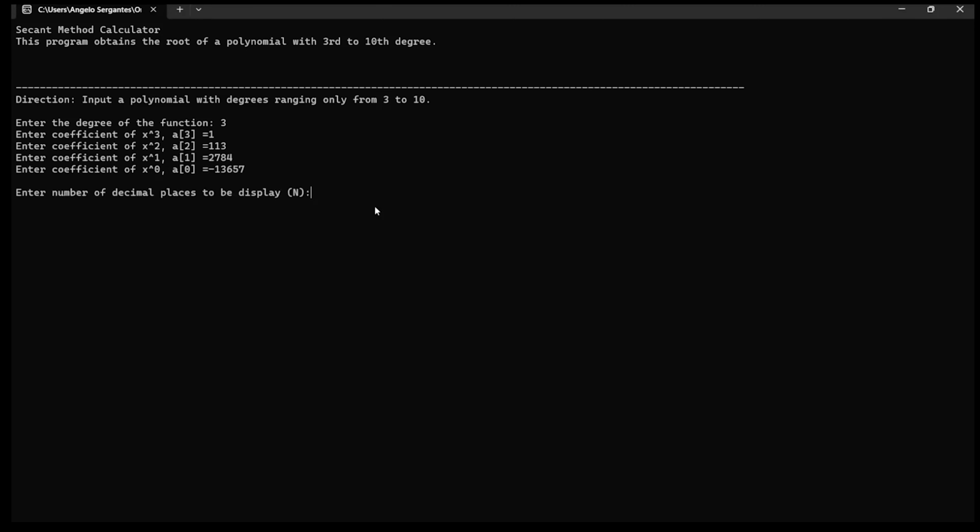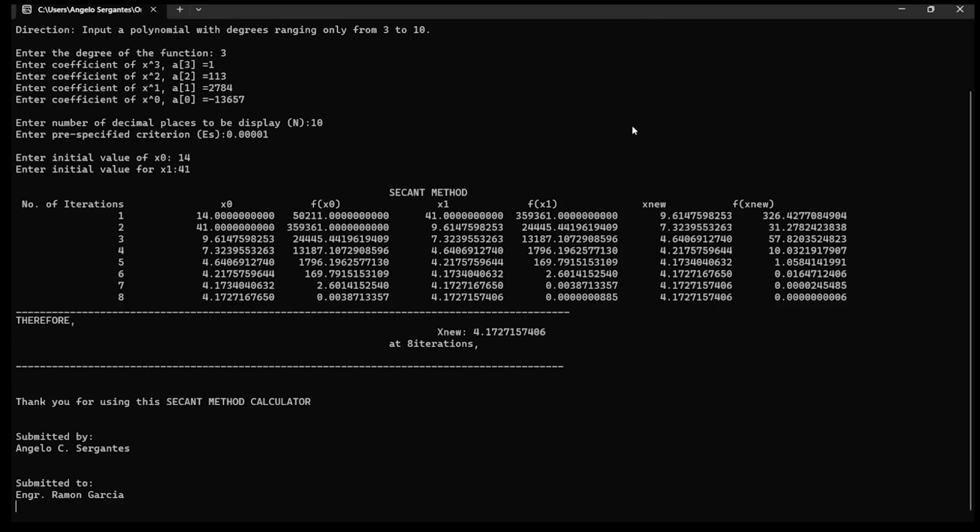The number of decimal places to be displayed, as the problem said, is 10. For the pre-specified criterion, let's say we want 0.0001 of error. The initial values the problem mentioned are x sub 0 is 14 and x sub 1 is 41.